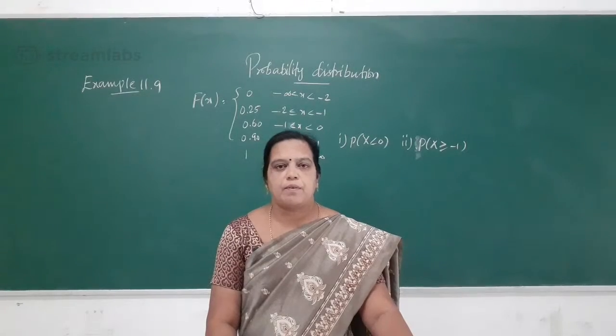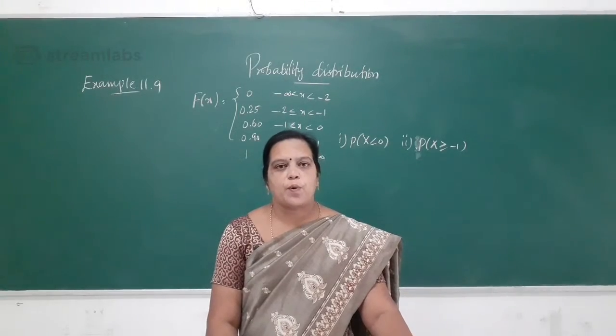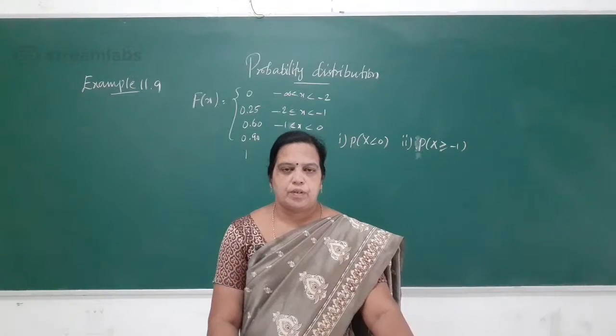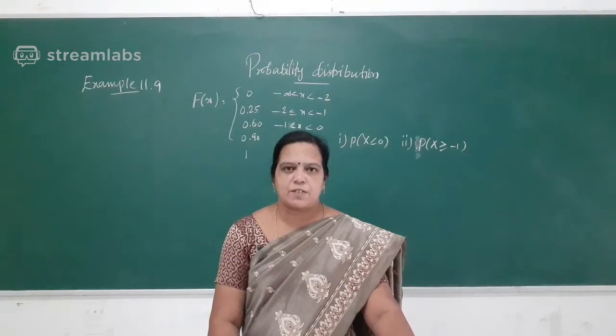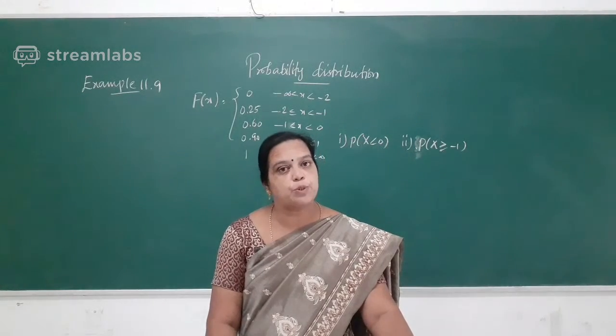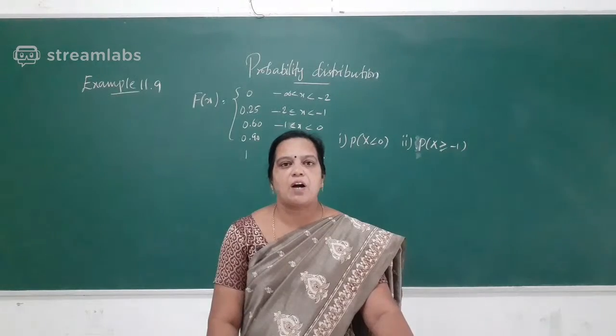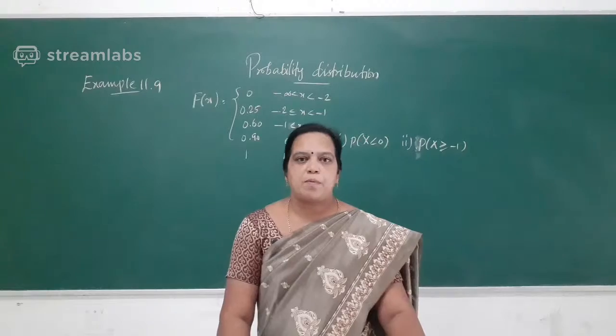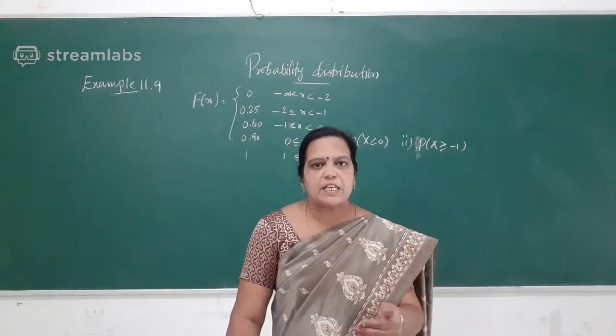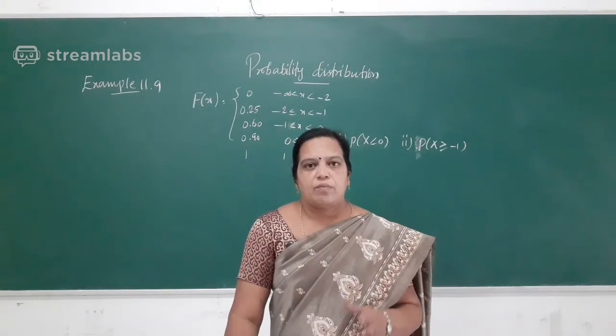Example 11.9 in probability distribution. In this sum, we are going to find the probability mass function from the cumulative distribution function. So far we have found the cumulative distribution function using the probability mass function, but conversely, here we are going to see what it means.